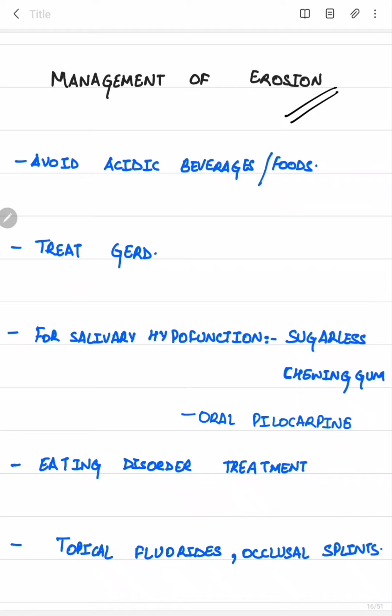For those individuals, we are supposed to give them sugarless chewing gum or oral pilocarpine, which will increase the salivary flow rate or saliva secretion basically, right? So for salivary hypofunction, we give them sugarless chewing gum or oral pilocarpine, right? Eating disorder treatment should be done. Topical fluorides and occlusal splints can be given, right?